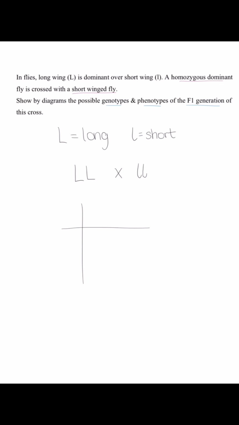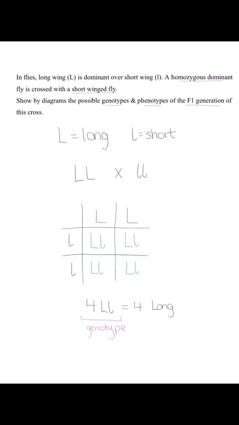I'm going to write the capital L's on top and the small l's on the side. When I cross these, I'm left with capital L, small l, capital L, small l, capital L, small l, and capital L, small l. So the offspring are all going to be capital L, small l. That represents the genotype, and the phenotype of capital L, small l just means that it is going to be a long-winged fly.